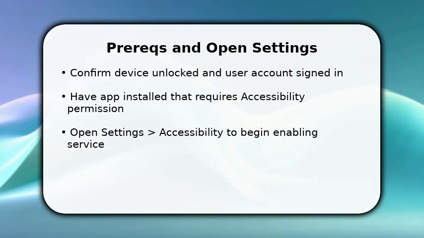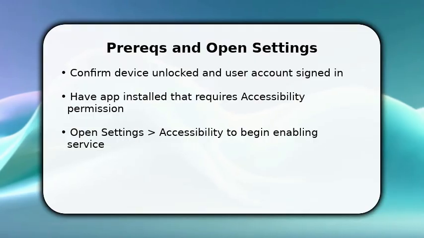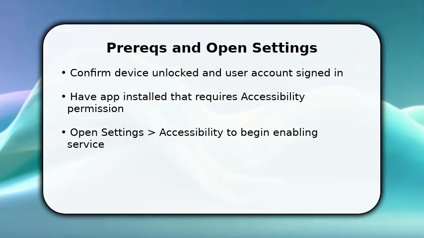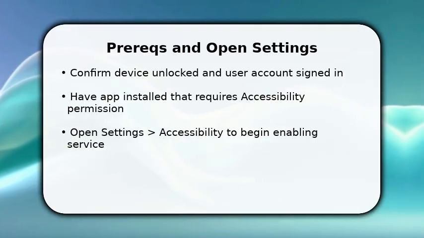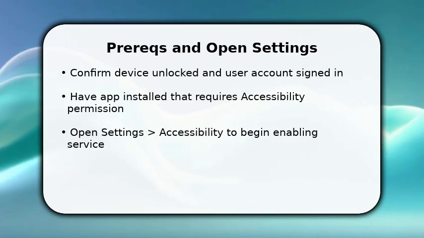You start by verifying prerequisites. Make sure your device is unlocked and you are signed into your account. Once done, confirm the target app is installed because you need it listed under Accessibility Services.